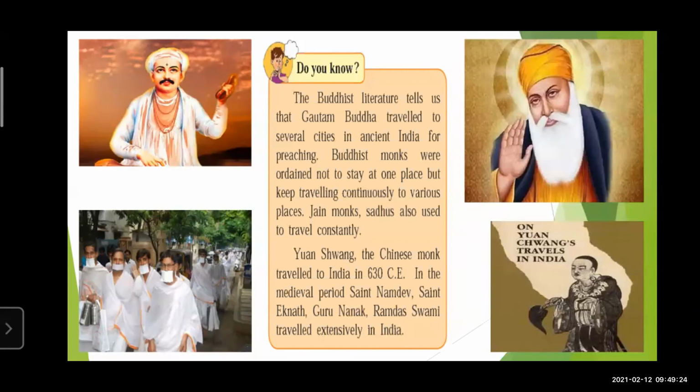Jain monks, sadhus also used to travel constantly. Constantly means continuously they used to travel. Then Yuanzhong, the Chinese monk, traveled to India in 630. There is a Chinese monk, his name is Yuanzhong. He traveled to our country India in 630 Common Era. In the medieval period of our history, we have saints like Sant Namdev, Sant Eknath, Guru Nanak, Ramdas Swami. They traveled extensively. They traveled widely in our country.